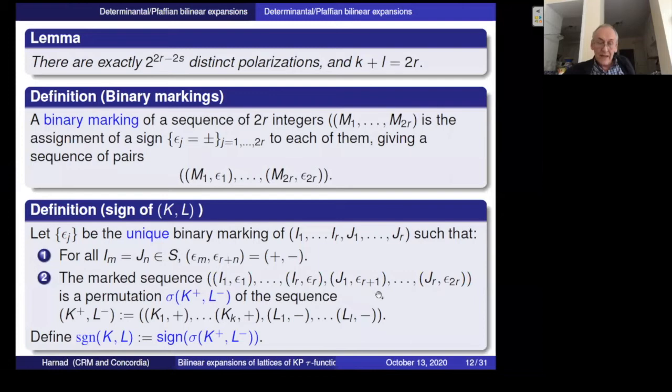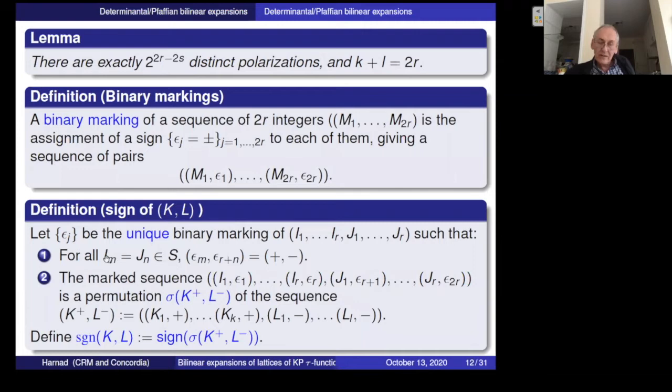The property: whenever there's a shared element, whenever there's something in S, then the plus guy goes to the first part and the minus goes to the second part. That you fix once and for all. You never allow a minus to be attached to I or a plus to J. It's always the shared elements that take a plus here and a minus there.